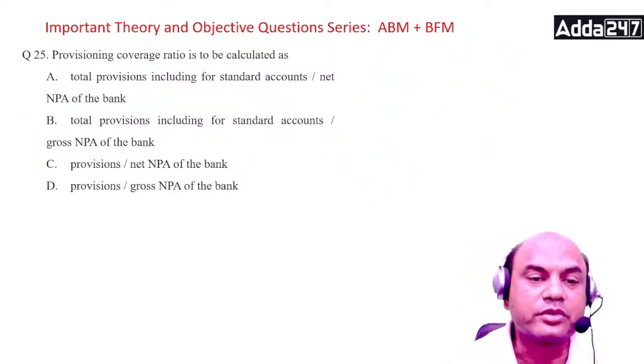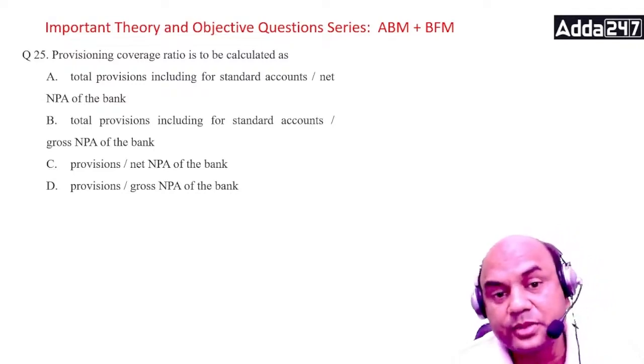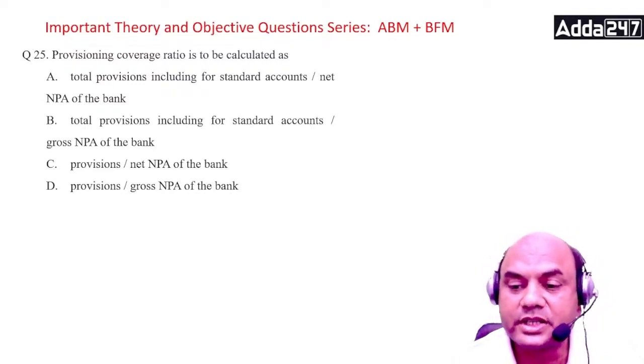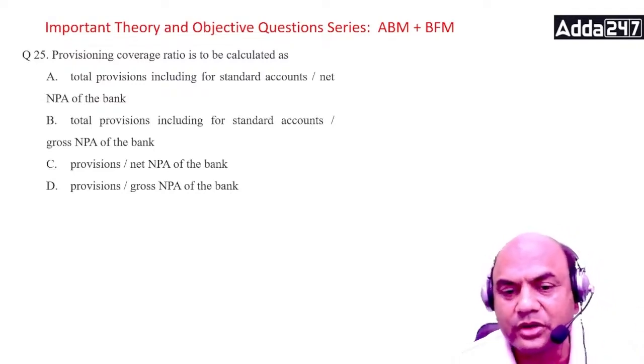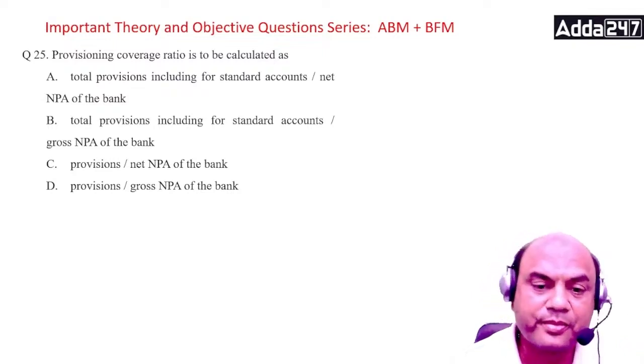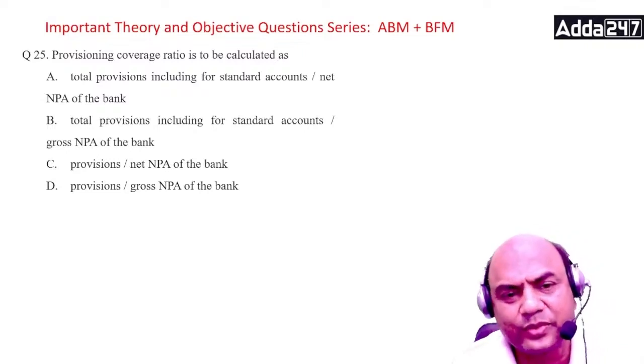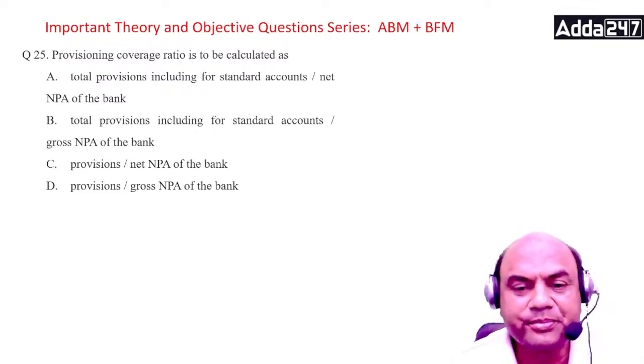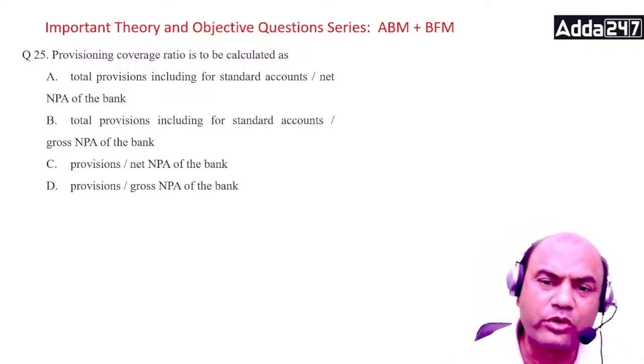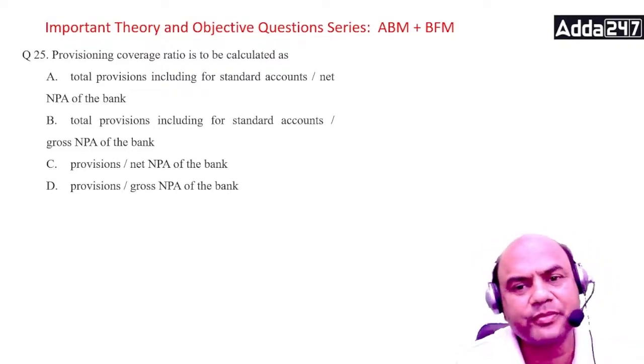Provision coverage ratio is to be calculated as. Now, what is PCR? Provision coverage ratio. Firstly, what is provision coverage ratio and what is the significance of that? What is the significance of this provision coverage, or what is the significance of the provision? See this. How do you define gross NPA and net NPA?